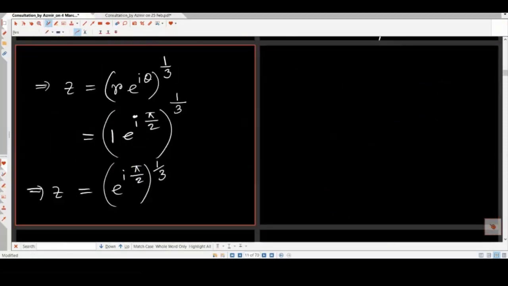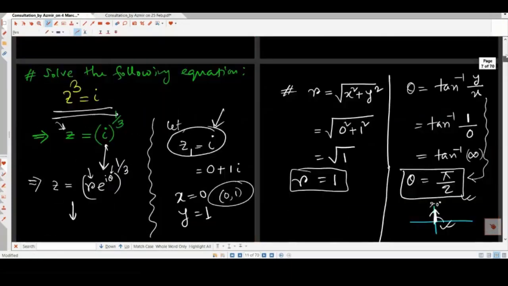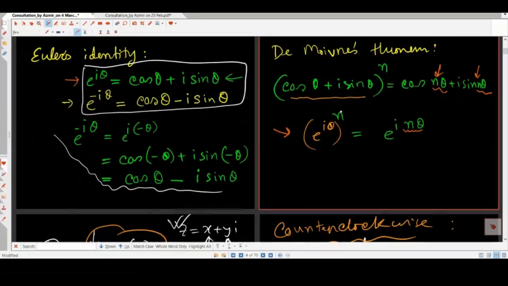Whenever I started the session, I mentioned De Moivre's theorem. That is, if we have (cosine theta plus i sine theta) to the power n, then we can write cosine n theta plus i sine n theta.